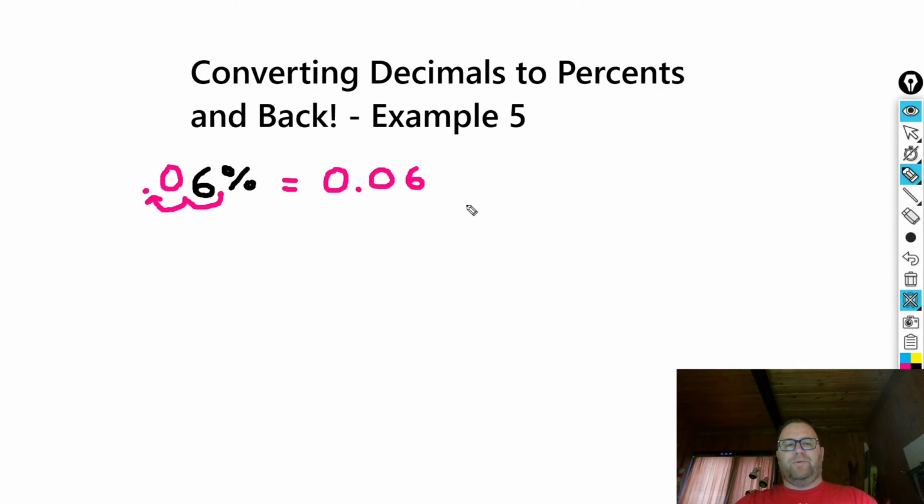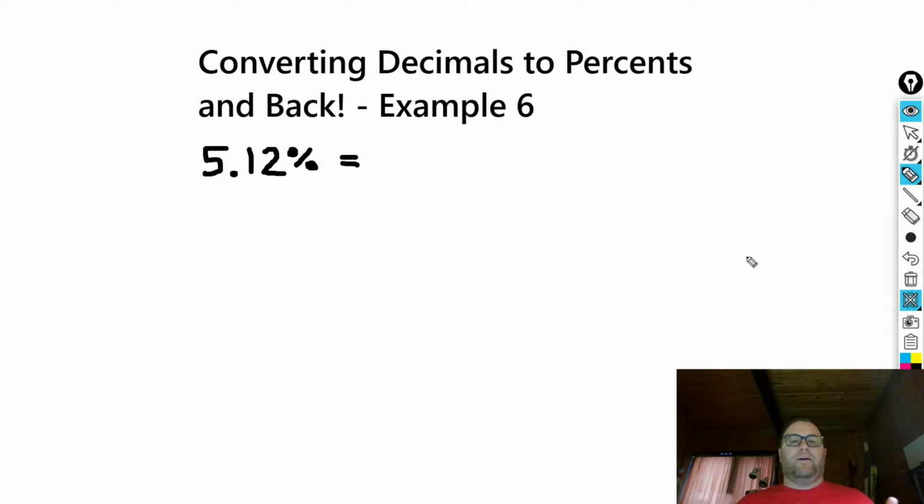I'm going to give you one more example and then we'll call it a day. In our last example, we have 5.12%, and we want to convert that to a decimal. So we're going to divide by 100. That means moving the decimal point 2 places to the left. And if we move it 2 places to the left, since we only have a 5 here, we're going to have to add the 0. So 5.12% is going to be 0.0512 as a decimal.